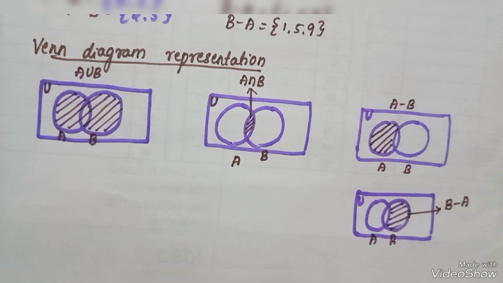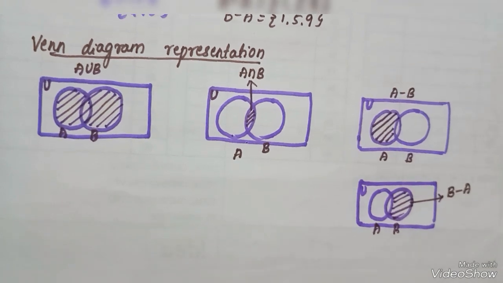These are the Venn diagrams for A union B, A intersection B, A minus B and B minus A. In the next session we will discuss the exercise problems and the last part, complement of sets. Up to this much, we have studied the definition of union of sets, intersection of sets and difference of sets, and laws of union and laws of intersection in this session.